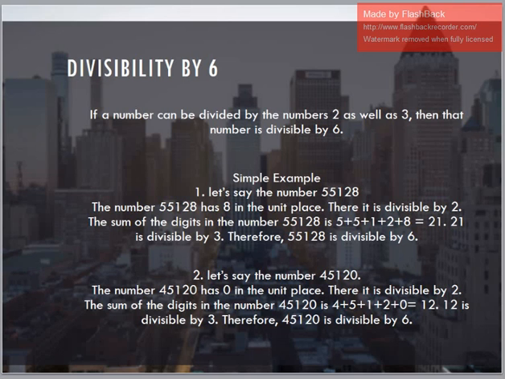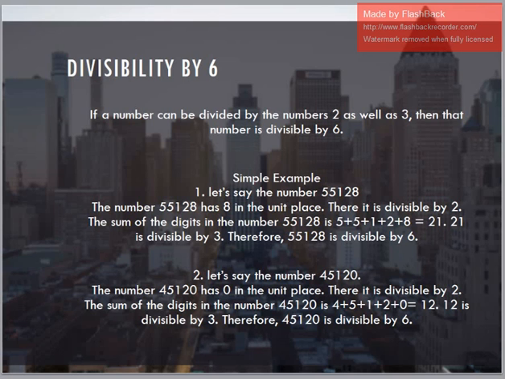So, both circumstances, rule 2 and rule 3, must be met for us to say that a number is divisible by 6. Example number 1 is 55,128. The number 55,128 has 8 in the unit place, so 8 is the last digit. Therefore, it is divisible by 2. So that standard is met, it is even at the ending.